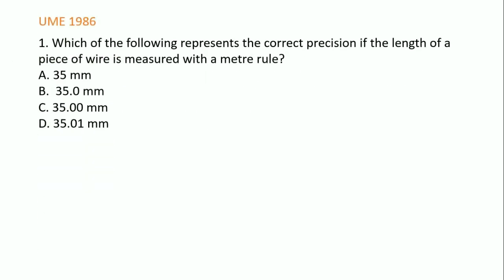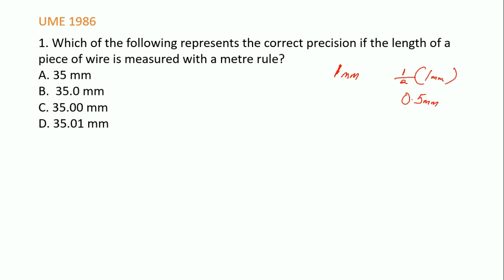UTME 1986 question number 1. We are asked which of the following represents the correct position if the length of a piece of wire is measured with a meter rule. Now, one thing you need to understand is that for a meter rule, the smallest graduation is in millimeters. So the smallest division, or the least count, is 1 millimeter. Now, the rule of thumb is that to estimate further, beyond this division, it's going to be 1/2 of the smallest division, which is 0.5 millimeter.